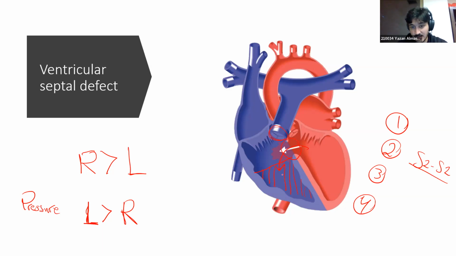Now, the third concept is that since it's overworking the right ventricle and the heart is a muscle, this muscle is going to keep growing bigger and bigger, to the point that the right ventricle becomes bigger than the left ventricle. Once the right ventricle becomes bigger than the left ventricle, the blood will start moving the opposite way. Does that make sense?